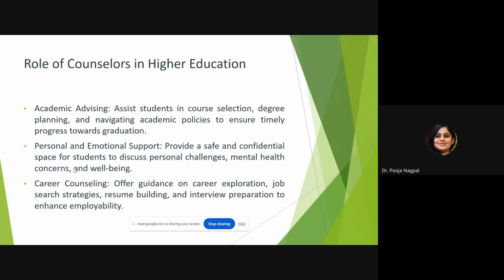Career counseling: offer guidance on career exploration, job search strategies, resume building, and interview preparation to enhance employability. As we have discussed, counselors are more professional, so they can provide better career counseling in this regard.